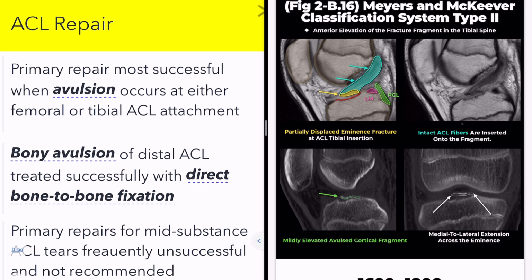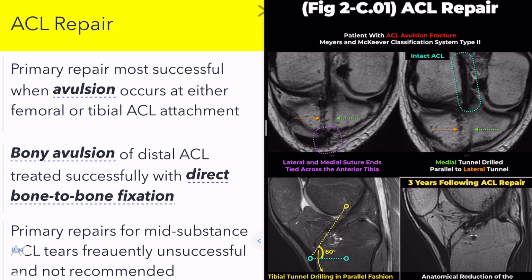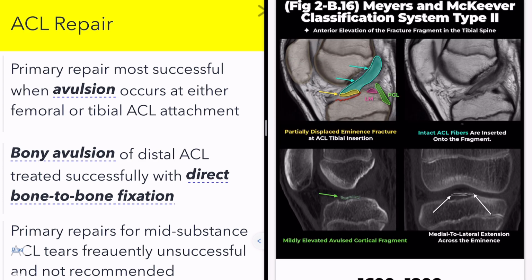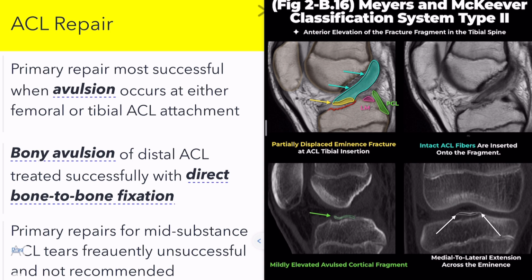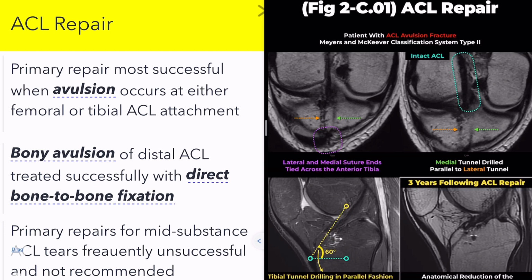Primary repair is most successful when avulsion occurs at either the femoral or tibial ACL attachment. Additionally, bony avulsion of the distal ACL can be treated successfully with direct bone-to-bone fixation. It's important to note that primary repairs for mid-substance ACL tears are frequently unsuccessful and are generally not recommended.